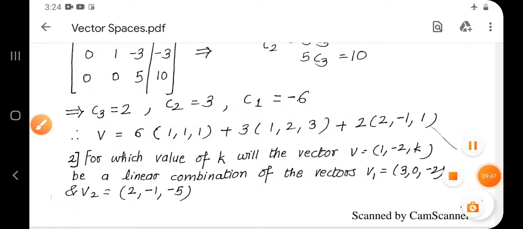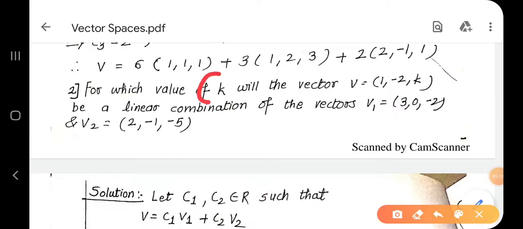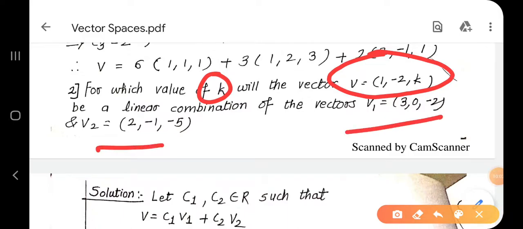I will take one more example here. See, for which value of K will the vector V is equal to (1, -2, K) be a linear combination of vectors V1 and V2 that are given. V1 is (3, 0, -2) and V2 is (2, -1, -5).